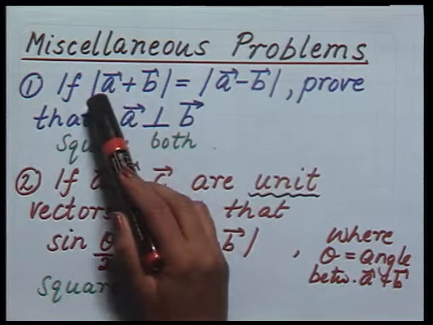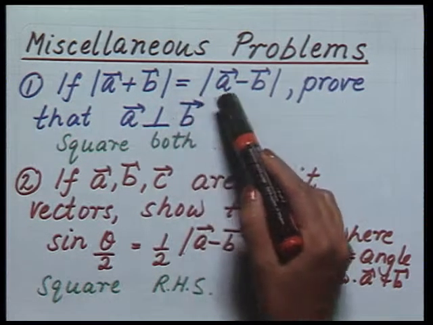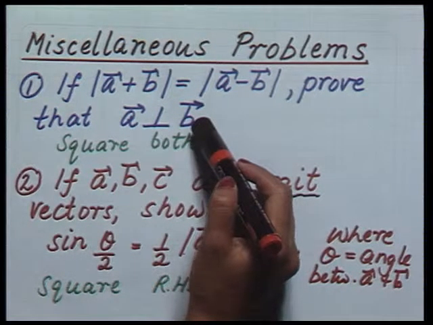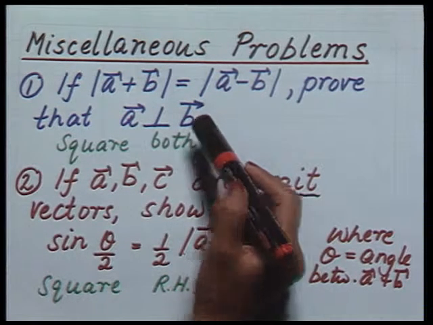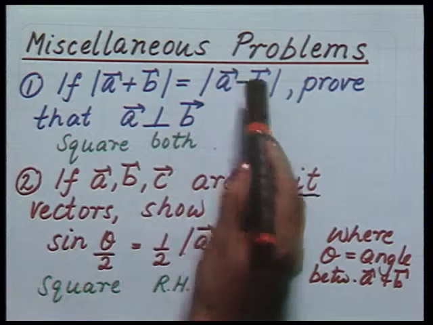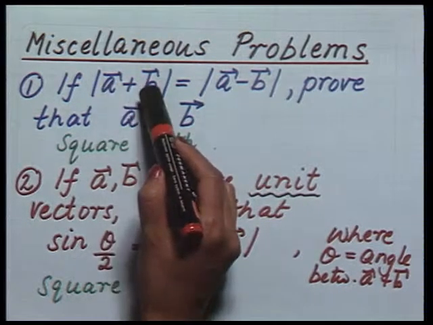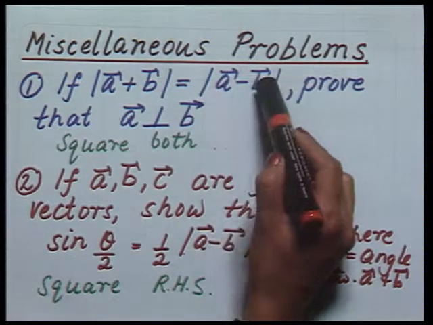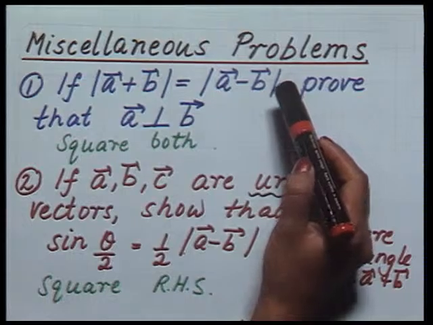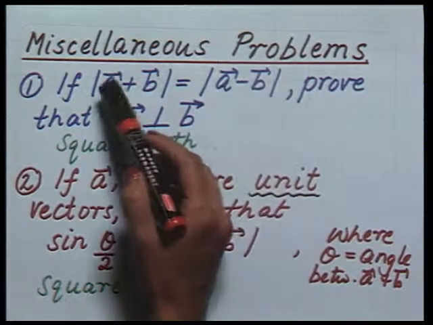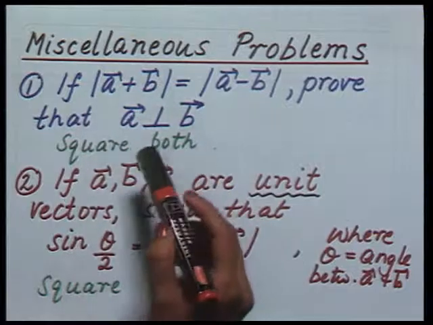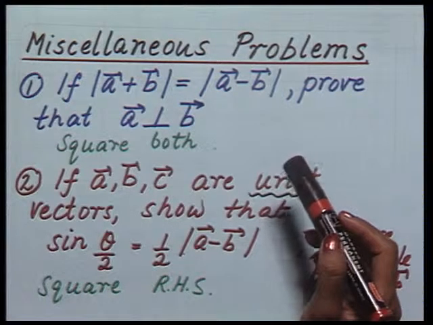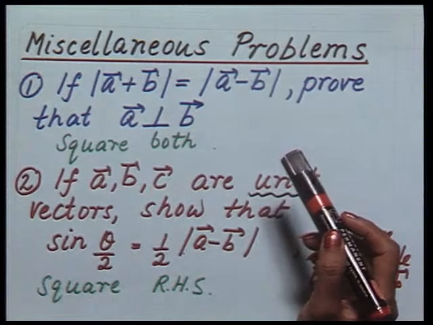The first: if modulus of A plus B is equal to modulus of A minus B, prove that A is perpendicular to B. The hint here is to square both sides. So you have (A plus B) squared, that is A plus B dot A plus B, is equal to A minus B dot A minus B. Open out and get A dot B is equal to 0. That proves that A is perpendicular to B.